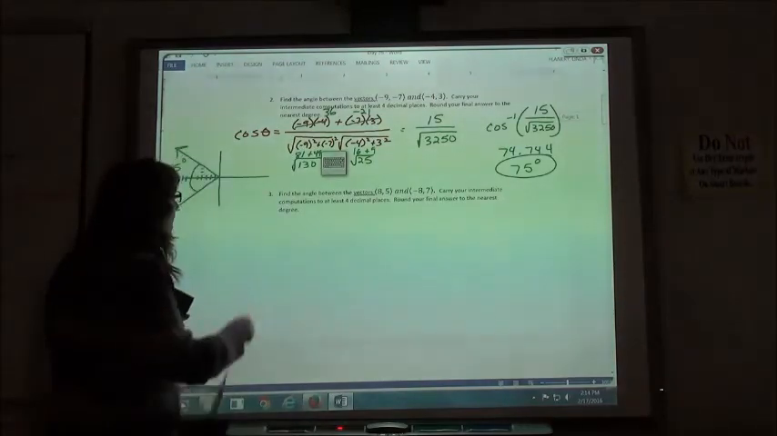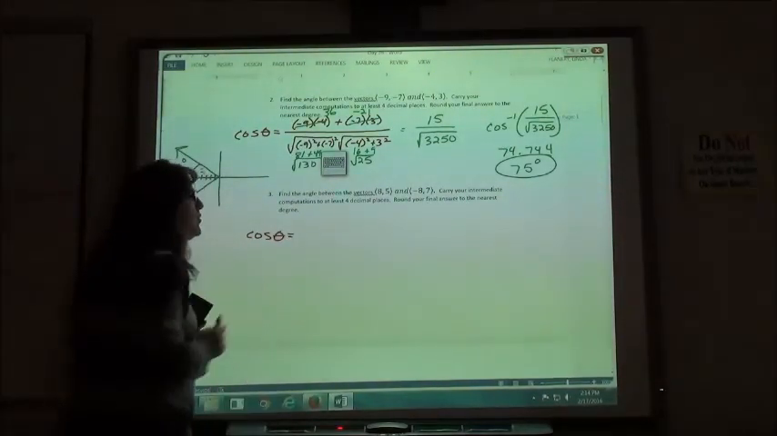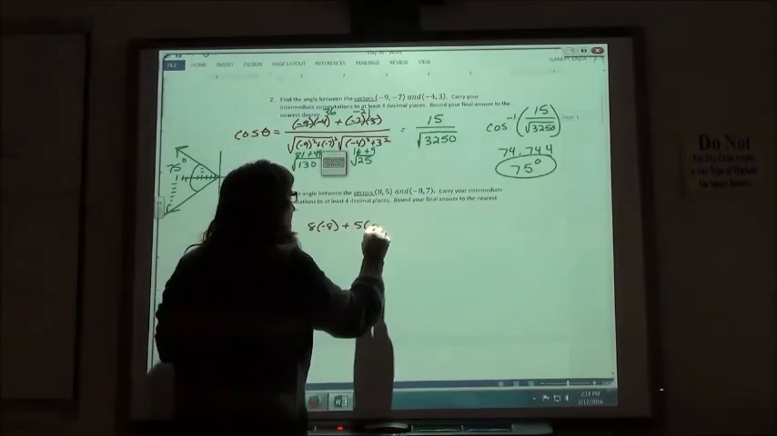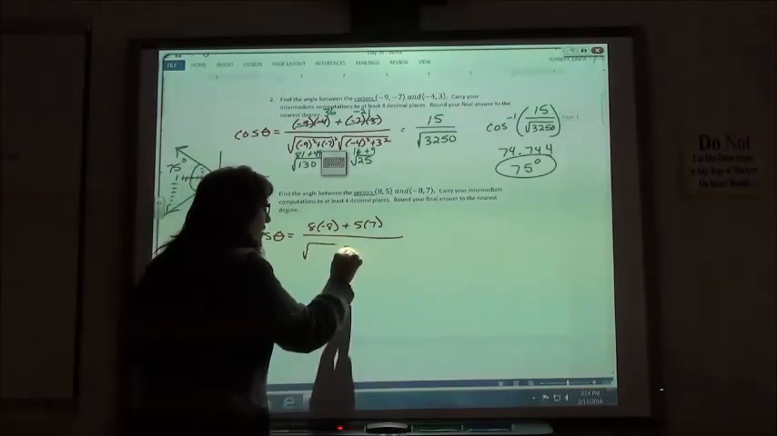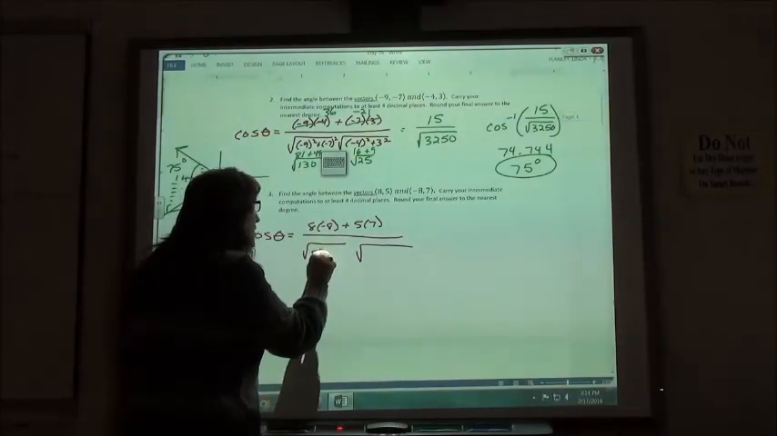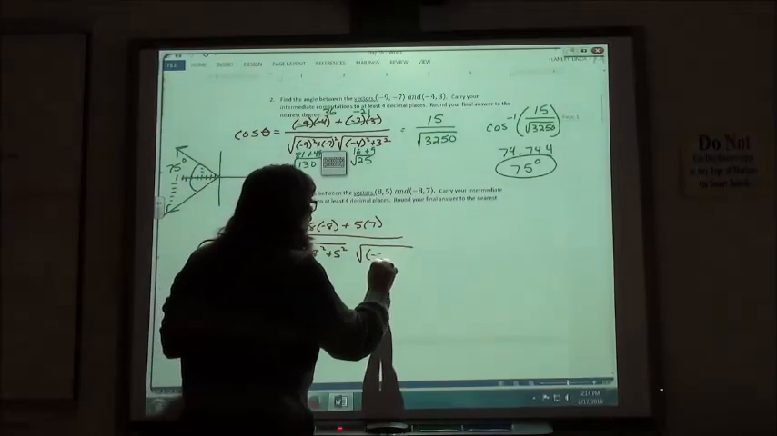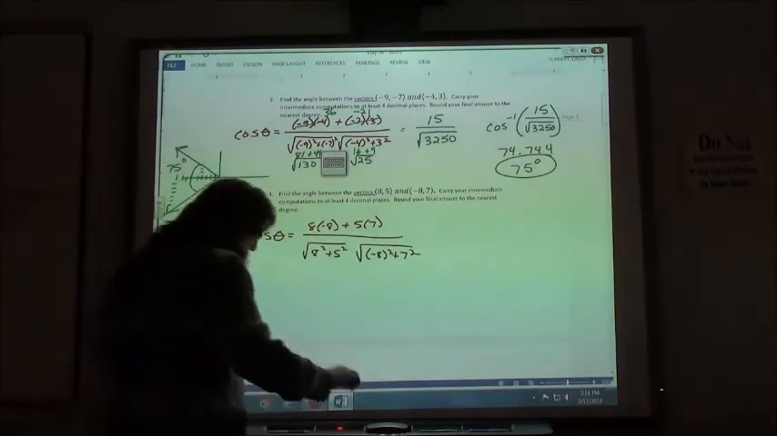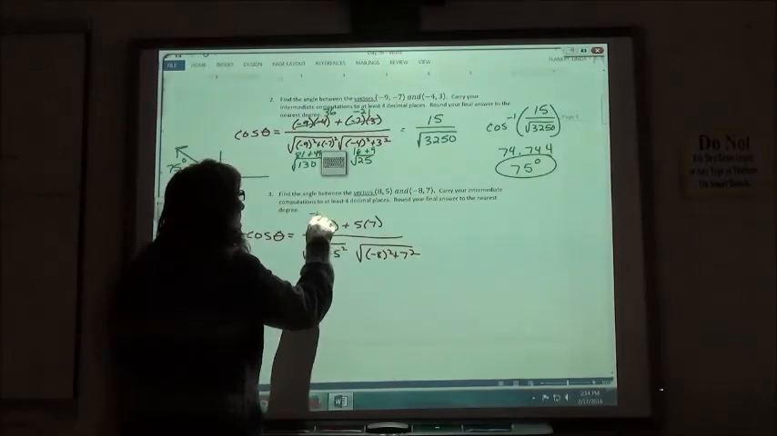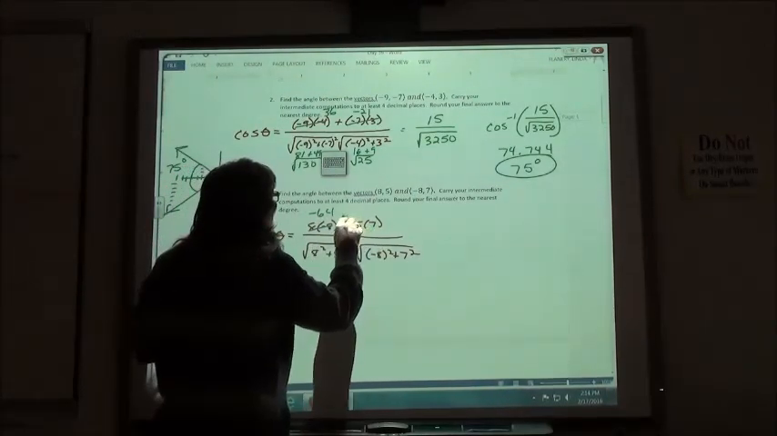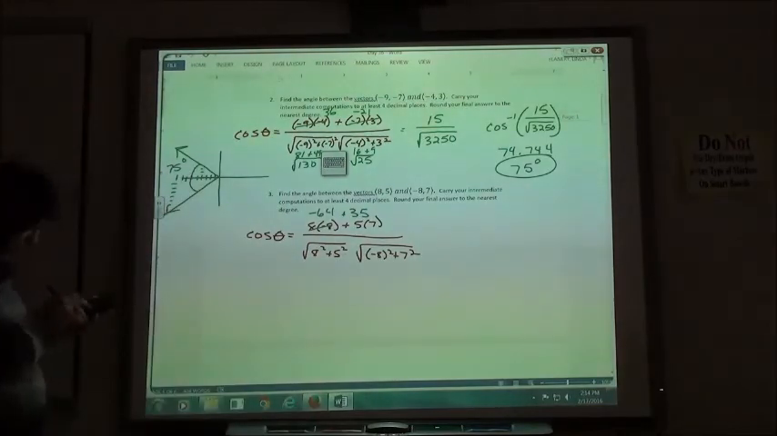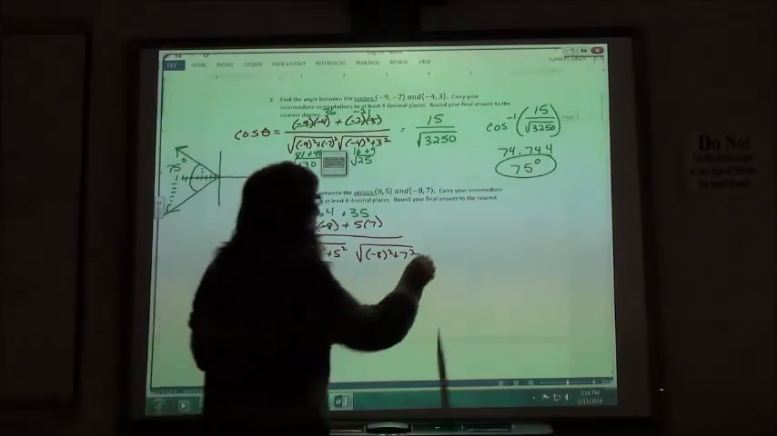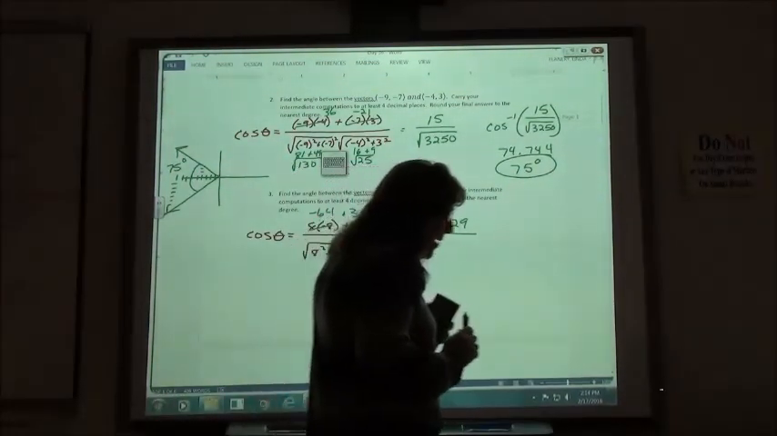Number 3, same kind of thing. The cosine of theta is equal to the dot product of my vectors. So 8 times -8 plus 5 times 7 over the magnitude of my vectors multiplied by each other. So 8 squared plus 5 squared and -8 squared plus 7 squared. So 8 times -8 would be -64. 5 times 7, going to give me 35. So -64 plus 35 gives me -29 on the top of my fraction.